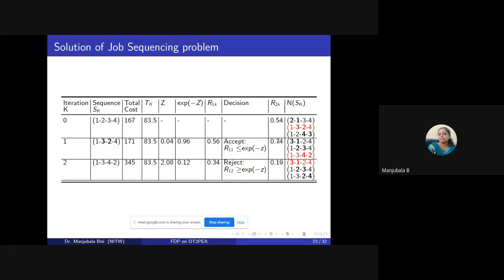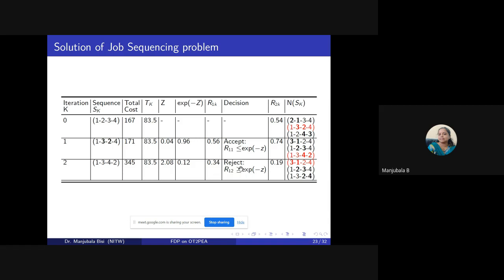Again, you generate a random number, I assume 0.74. So randomly we are selecting the third one, so from 1, 3, 2, 4 we get 1, 3, 4, 2. Now calculate the total cost, that is 345, right? Again, 345 is inferior to 171. Again, you find the acceptance probability. You generate a random number, 0.34. You see here 0.34 is greater than 0.1, so we are rejecting. I have taken all the combinations so that you can know what will happen in every scenario. So here you are rejecting.